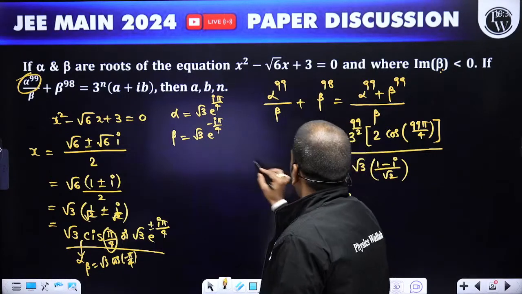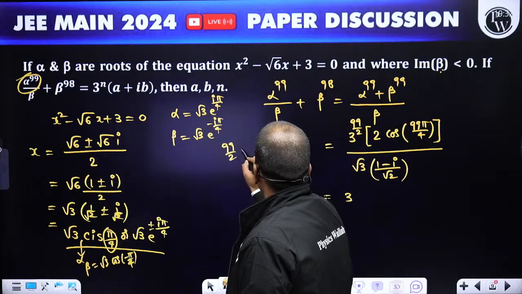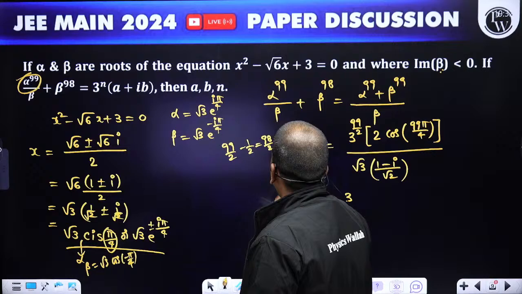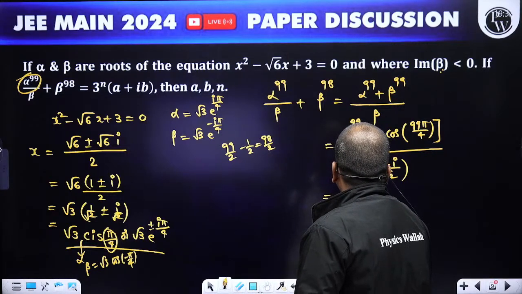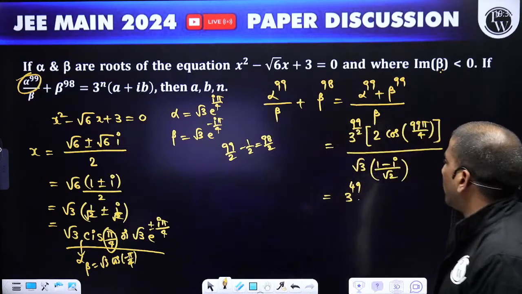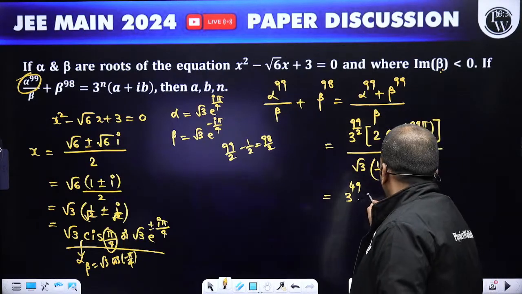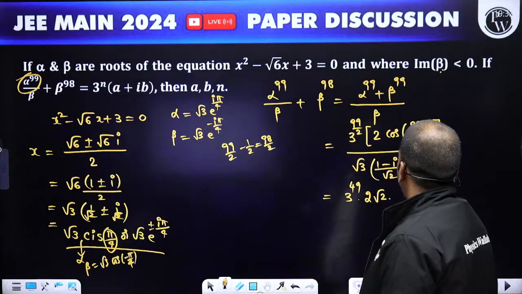3 power 99 by 2 minus 1 by 2, which is 98 by 2. 98 by 2 is nothing but 49. So root 2 will come to the numerator. This is 2 root 2, my dear students.